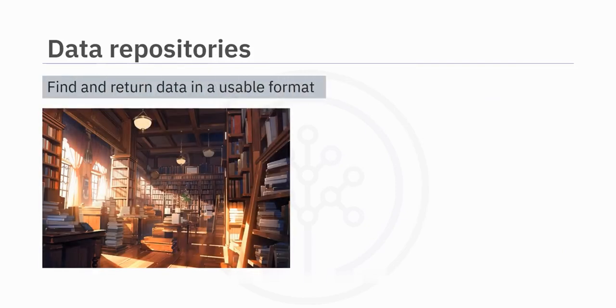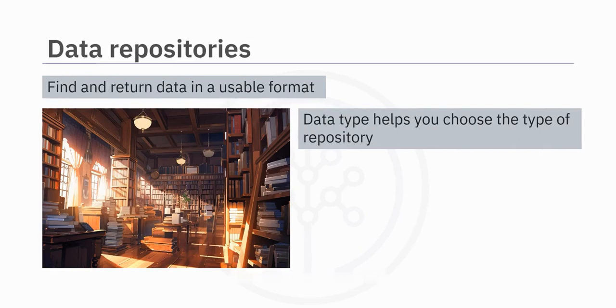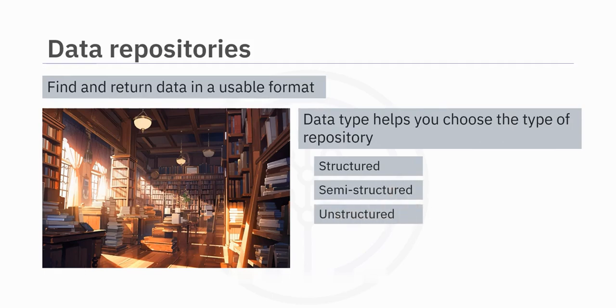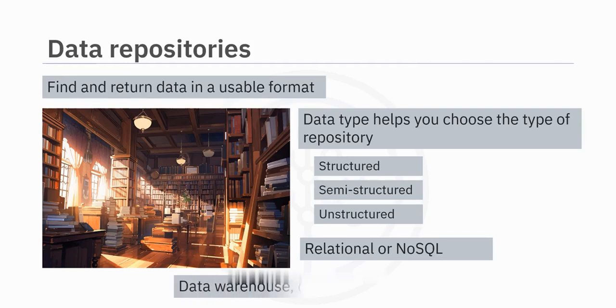These repositories need the ability to find the data you want and return it to you in a usable format. Your data type helps determine the type of repository you need. You can store structured, semi-structured, or unstructured data. Depending on the organization, you may need a relational or NoSQL database. For big data stores, your needs may call for a data warehouse, a data mart, or a data lake.